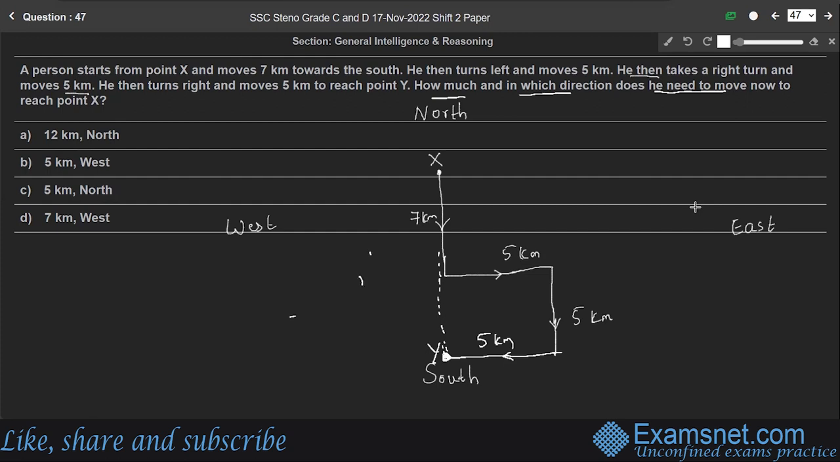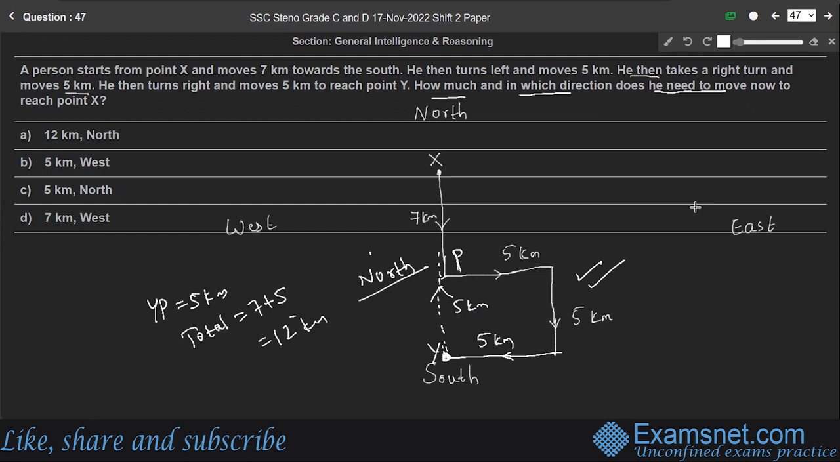So he has to move in north direction like this. How much does he have to move? So this distance is 5 kilometers, right? From Y to P, for example, this point is P. So YP distance is 5 kilometers, because it is parallel to this distance, which I am showing now, right? So totally he has to move 7 plus 5 kilometers to reach point X. Therefore, in which direction does he have to move? In north direction, for 12 kilometers. Option A is the right answer.